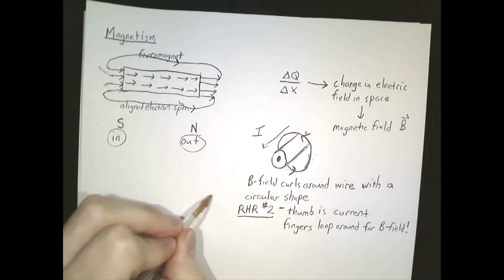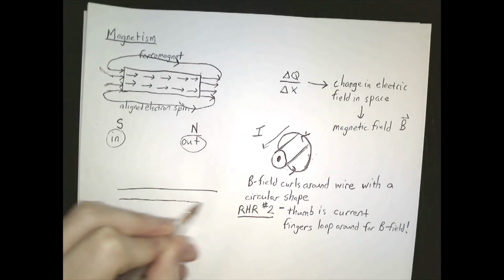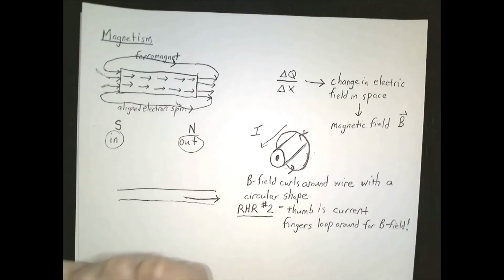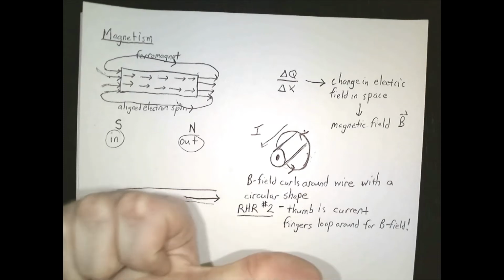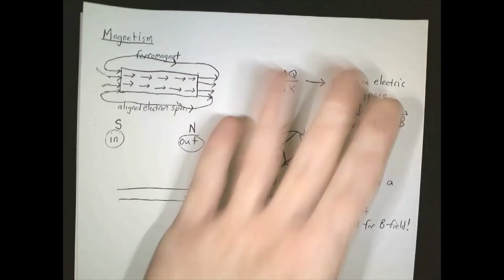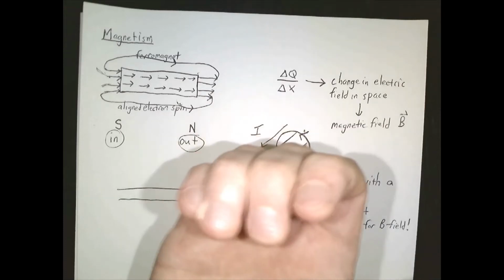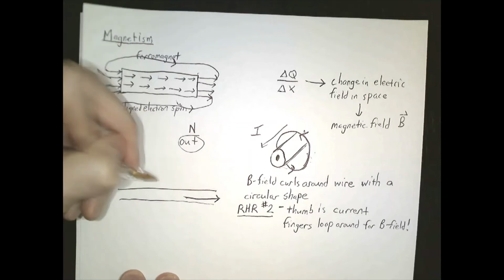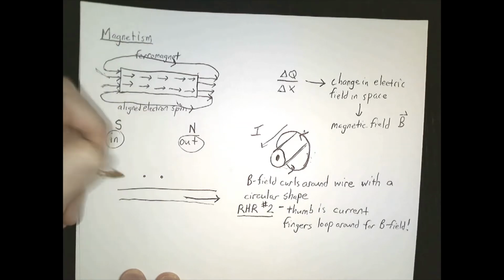And this works for any old wire. If I have a wire that's going to the right, I'm going to put my thumb as the current there going to the right, like I'm hitchhiking here, and I'm going to curl my fingers around the wire. I'm going to grasp the wire in my hand, and I can see that above the wire, it's going to come out of the page.